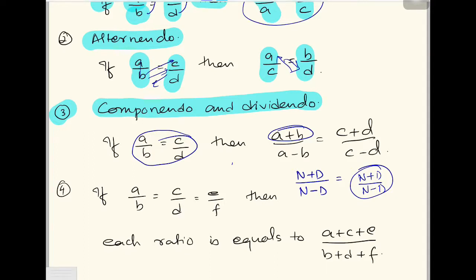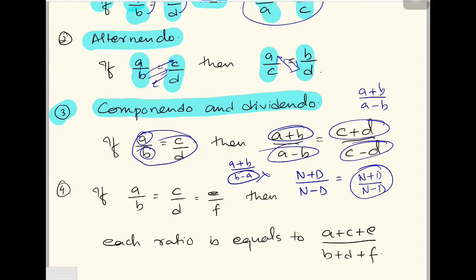Check it out. So you may make a mistake sometime. You may write A plus B and like B minus A. No, it is not like that. So if it is A plus B, it has to be A minus B. So it is numerator plus denominator, numerator minus denominator, numerator plus denominator, numerator minus denominator. You have to perform it on both the sides. So these are the three important properties.